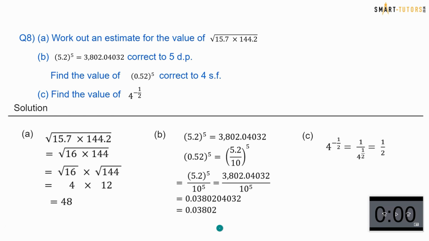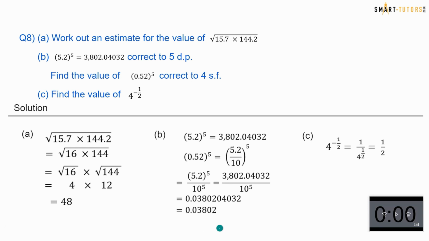10 to the power 5 means the decimal point is going to be moved 5 jumps forward. So the answer is 1, 2, 3, 4, and 1 jump. So 0.038020432. But the question says correct to 4 SF, which means you need to round to 4 significant figures. Zeros in the front are not considered significant. So significant figures start from 3: 1, 2, 3, 4. The next number is 0, so you can leave that one. So the answer is 0.03802.